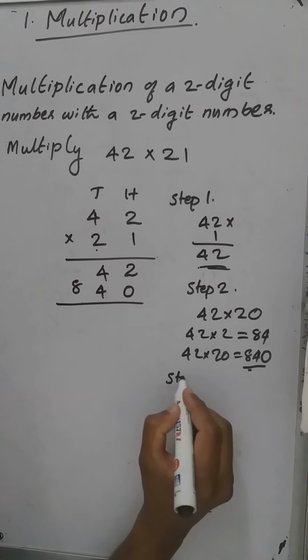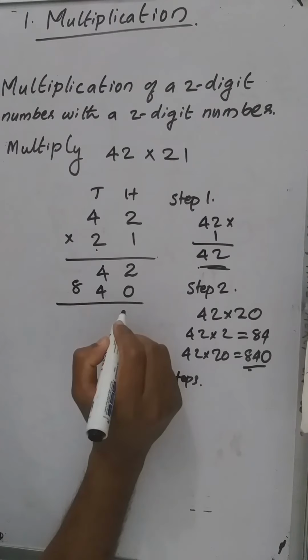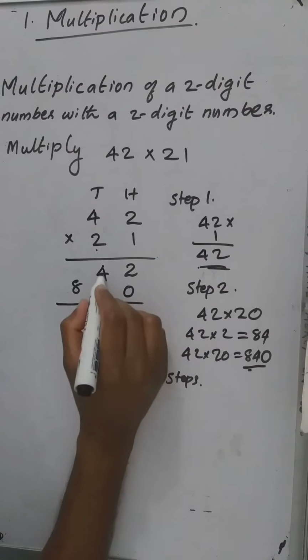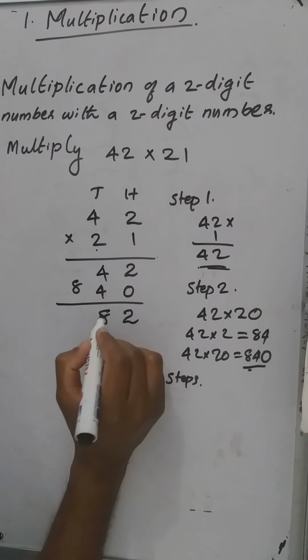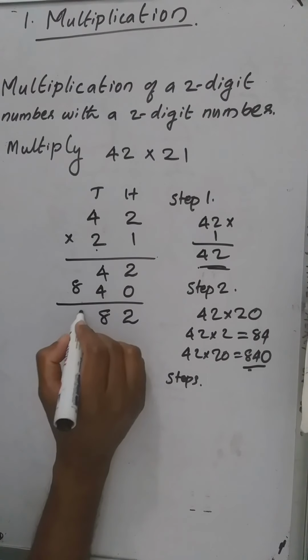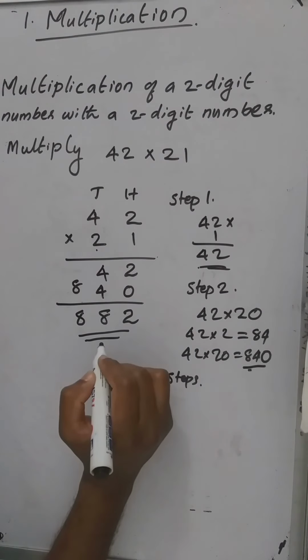In the next step, step 3, we have to add the numbers 42 plus 840. So 2 plus 0, 2, 4 plus 4, 8, and again 8. Here there is nothing, so we have to write 8. We got the answer 882.